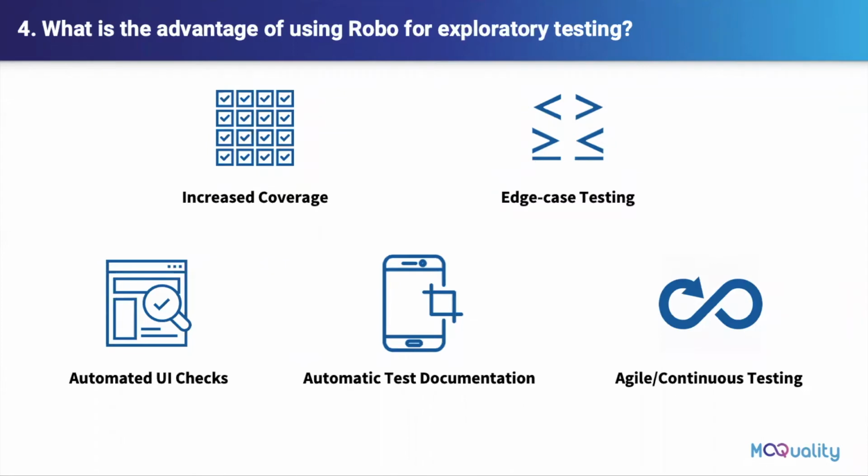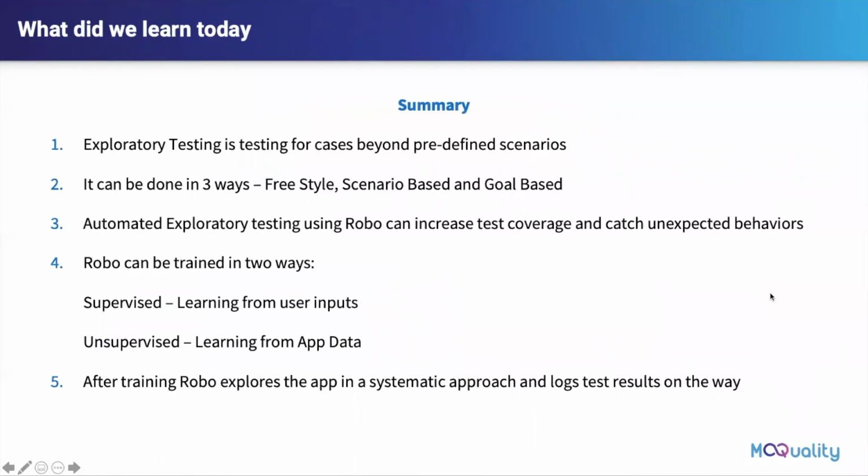Let me just quickly summarize what we have talked about so far and what we learned today. We talked about exploratory testing, that it's a way to test beyond some of the predefined scenarios. And today it's being done in three different ways. One of them being freestyle, where the QA teams are free to use the app the way they wish and find errors on the go. And the other is about scenarios where they know, let's say it's a login example, and they're able to explore the app around the login scenario. And it's also about goal-based, where the goal could be, for example, increasing the coverage. So they are trying to explore as many screens in the app as they can.